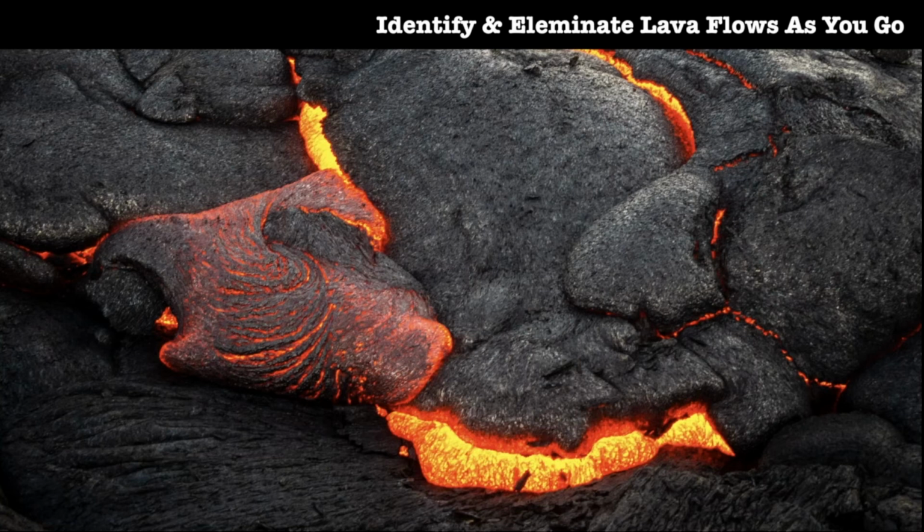And we identify and eliminate lava flows as we go. So if you're working on something and you find a lava flow, go and refactor again. It's about having the confidence to stop work and say, you know what, something's going to go wrong unless we deal with this sooner rather than later.